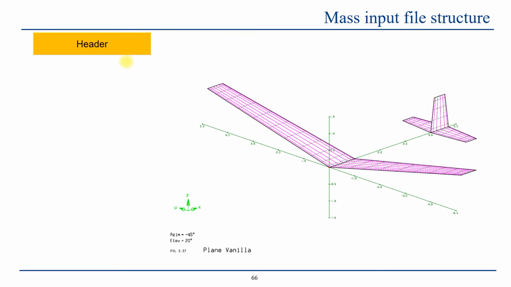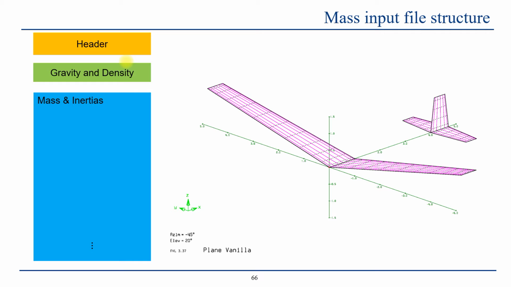In addition to the header that will include some main points or information for the mass file, it has an additional section for gravity and density information that will basically help you reduce the workload in the command window of the AVL that you have to provide when you're defining your geometries and you want to add some analysis to the bodies or geometries that you have defined and designed.